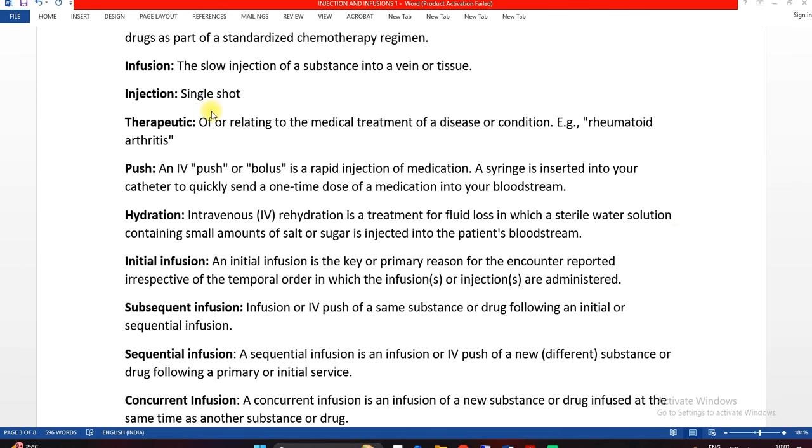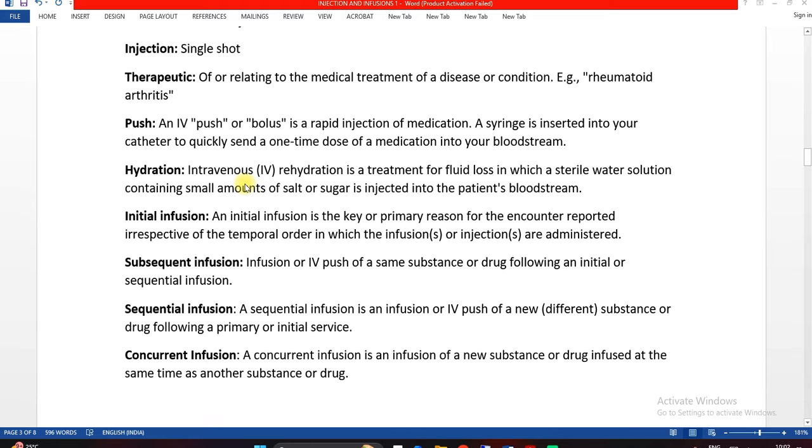Now you might have a doubt: then what is injection? In infusion, the substance is slowly injected into a vein or tissue, whereas in injection, the substance is injected into a vein in a single shot. That is the difference between infusion and injection. Next, you need to understand therapeutic. Therapeutic is relating to the medical treatment of a disease or condition. For example, a patient with rheumatoid arthritis will receive therapeutic injections to treat it.